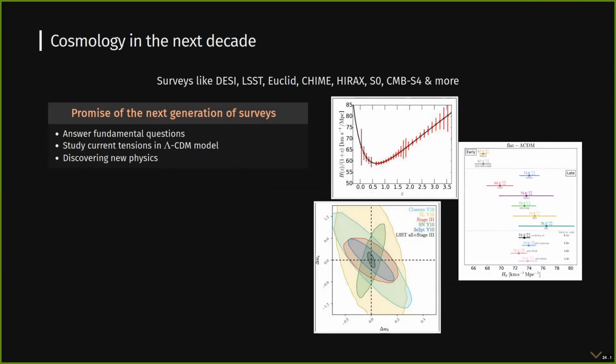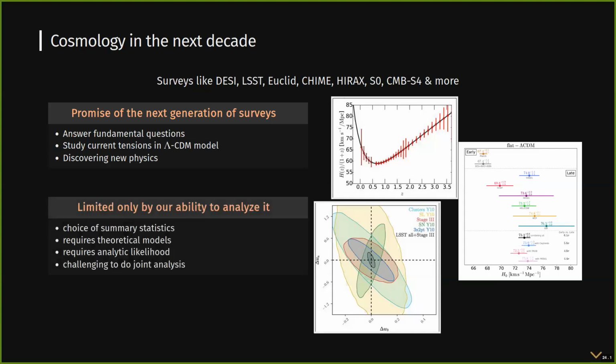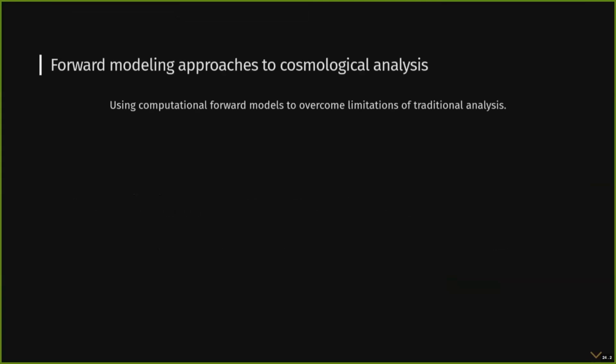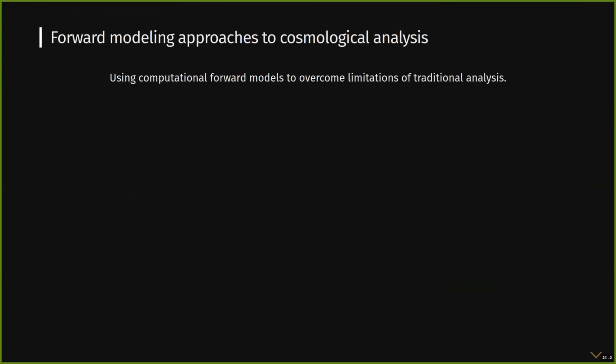We started by discussing how cosmology will look in the next decade. We have a lot of surveys coming up, which will allow us to answer fundamental questions, study current tensions in the lambda CDM model, and hopefully discover new physics. But we will be limited only by how well we can analyze these. And I've laid out some of the basic limitations that we have with the traditional way of doing cosmology. And I've proposed forward modeling as a way to overcome those limitations.